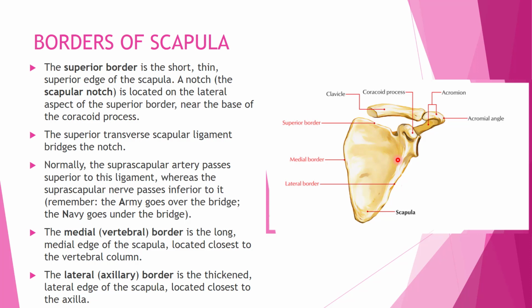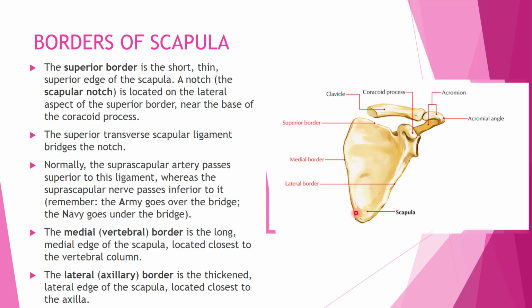Okay, so this is about the superior border. I will repeat, this is the superior border which is short and thin. There is one notch called the scapular notch, near the base of the coracoid process. This scapular notch is bridged by the ligament named the superior transverse scapular ligament. The suprascapular artery will cross above the ligament and the suprascapular nerve will pass below the ligament, or under the bridge. Okay. Now we will discuss the medial border.